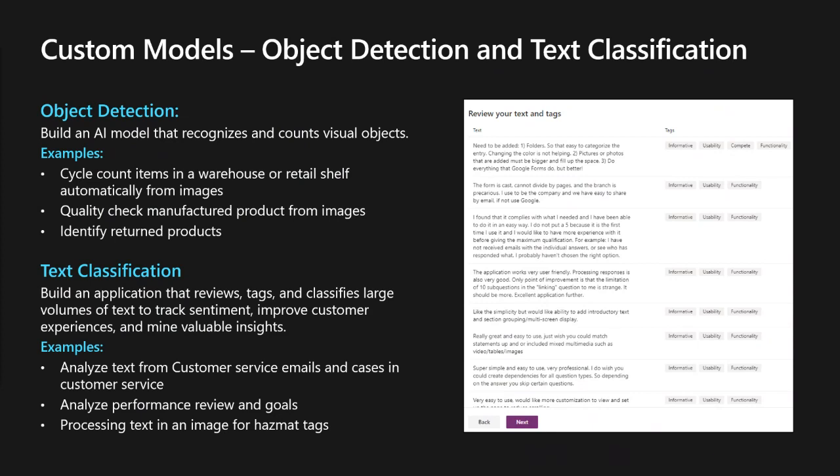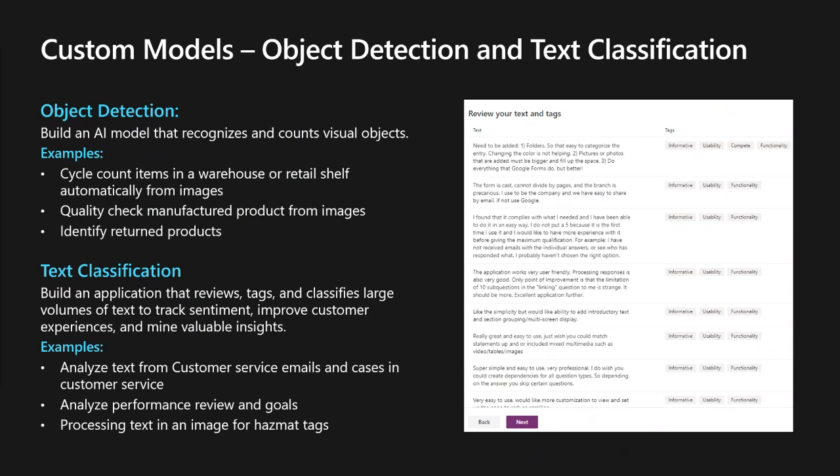Some examples of how you might use object detection are cycle counting items in a warehouse or doing retail shelf counting automatically just from images that you might snap on a mobile device. Another example is quality checking manufactured products from images. So you might be looking at images to look for specific details in those images and make sure that they're installed correctly or anything like that.